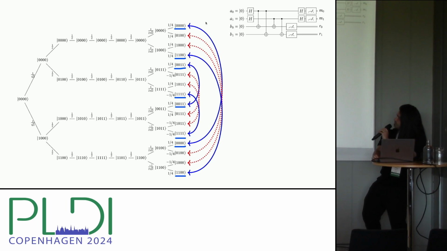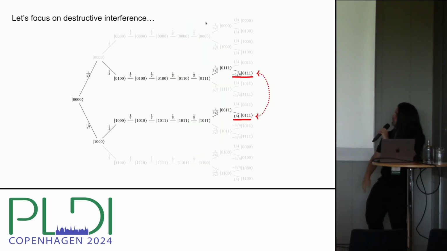And these will go through either constructive interference or destructive interference. The blue arrows here signify constructive, and the red ones signify destructive. For a moment, let's focus on destructive interference. So I have the state 0, 1, 1, 1 here. It appears exactly twice in my tree. And the 2 occurrences are of the same magnitude but opposite sign. So when these 2 states interfere, this state will basically disappear.